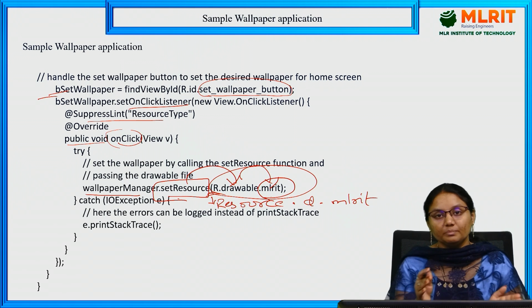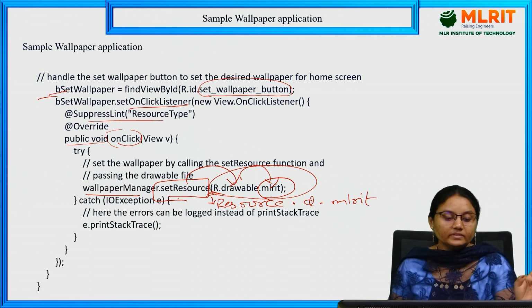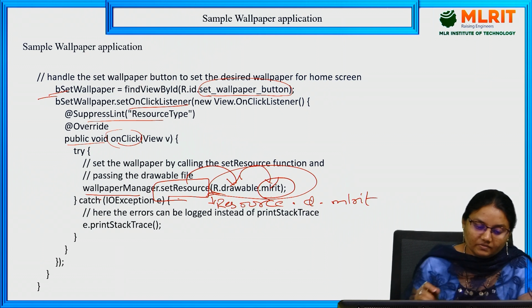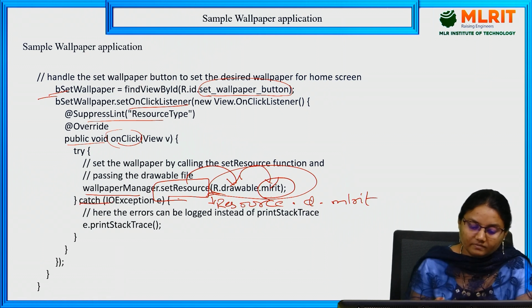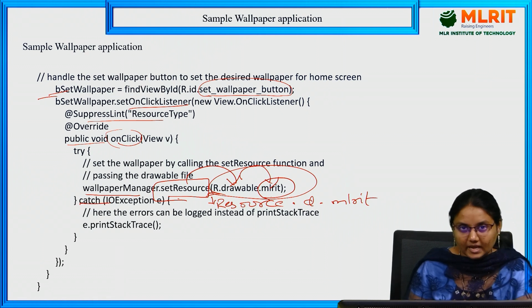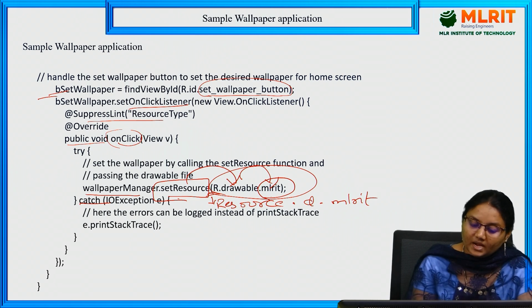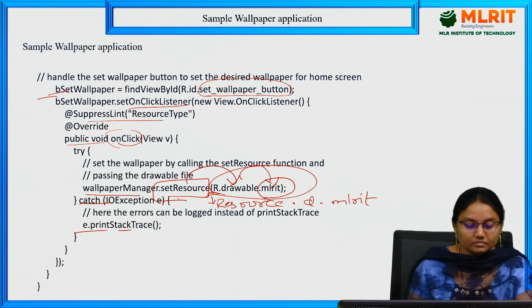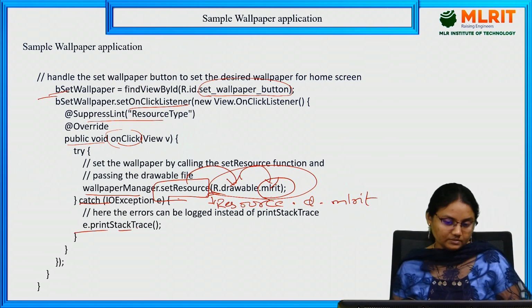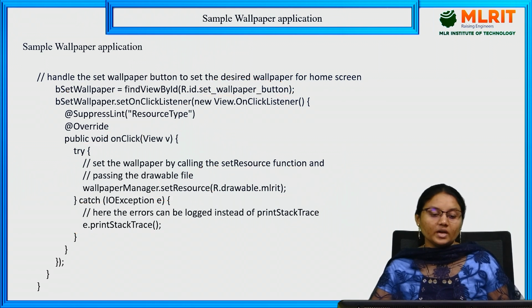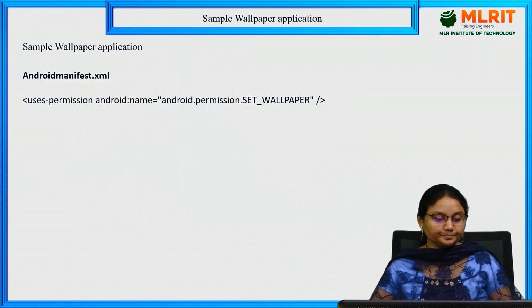The image should be at the background, for which we have used the set wallpaper. As we have given IOException, we are trying to catch those exceptions also, so catch of IOException. And errors can be logged instead of printStackTrace, so e.printStackTrace we have given. This is for log purpose, and this is how we have given an application.